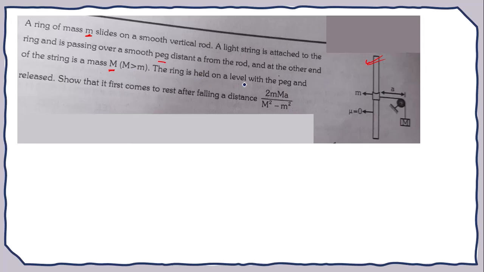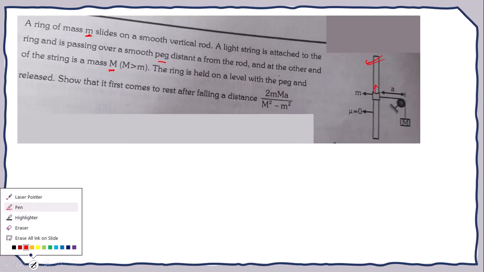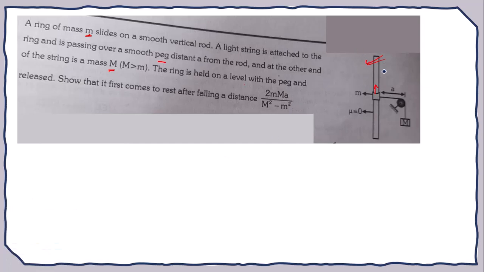The ring is held on a level with the peg and released. Once it is released, the ring tries to move in the upward direction. Ultimately, a point will come when the ring is over here. At this position, the ring is there, and the mass has fallen below by a certain distance, let us say h. Now you are asked to calculate that the distance traveled by the ring before coming to rest is this. So you have to prove this.